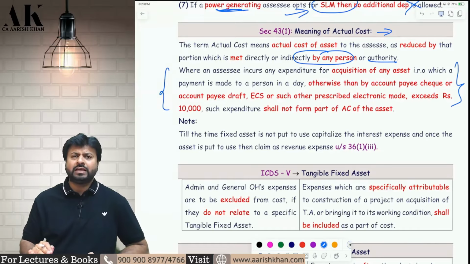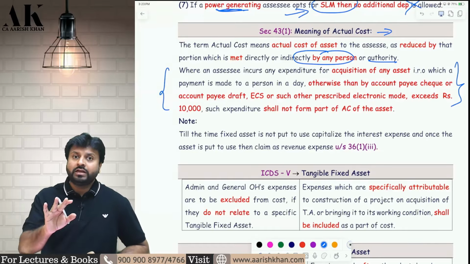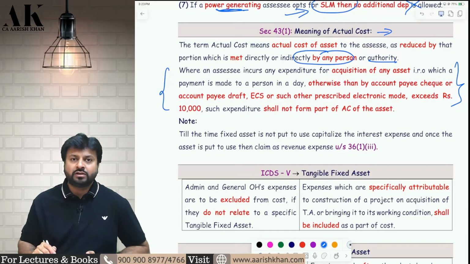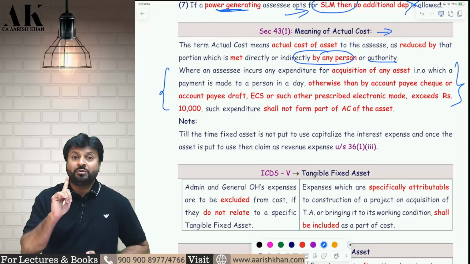Up to 10,000 you can make as much payment as you want in cash, but more than 10,000 is not allowed. Sir, is a bearer cheque allowed? Not allowed. An account payee cheque has to be there. Sir, is a crossed cheque allowed? A crossed cheque is also not allowed. Account payee has to be written.